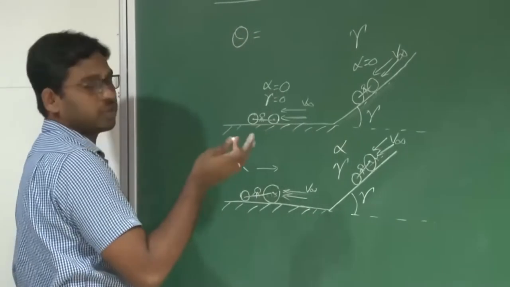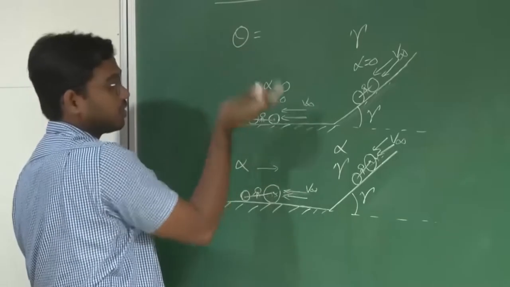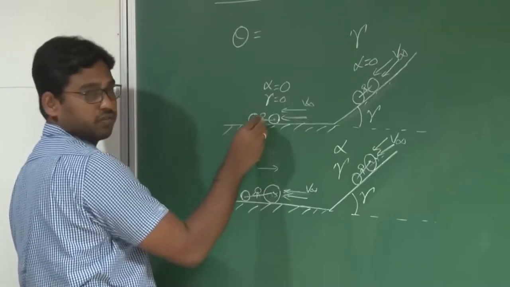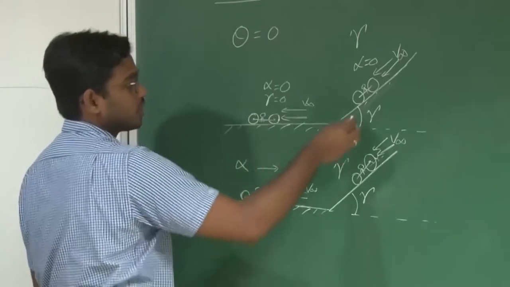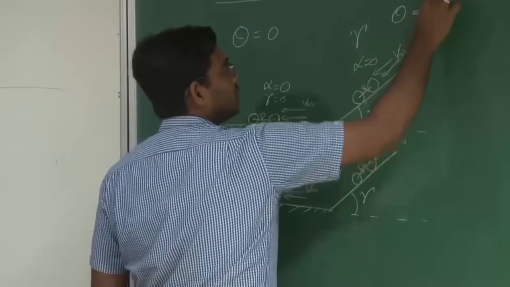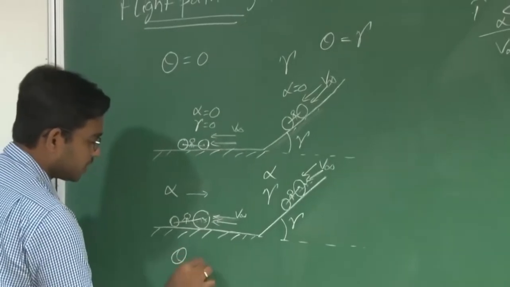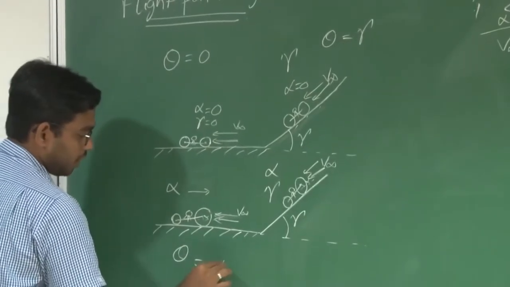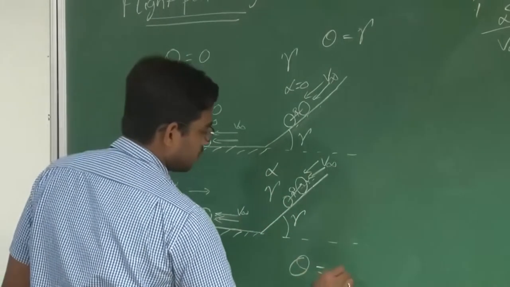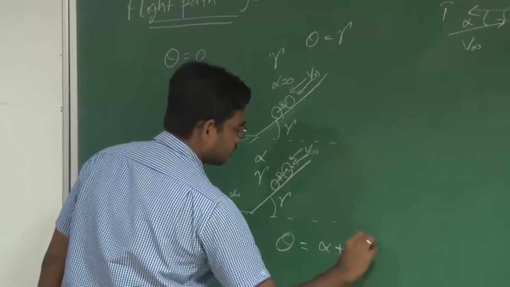Let theta represent the total orientation, which is measured with respect to horizontal. So in this case, what is my orientation? Zero. In this case, gamma with respect to horizontal. So in this case, my orientation is alpha. Here, my orientation is alpha plus gamma.